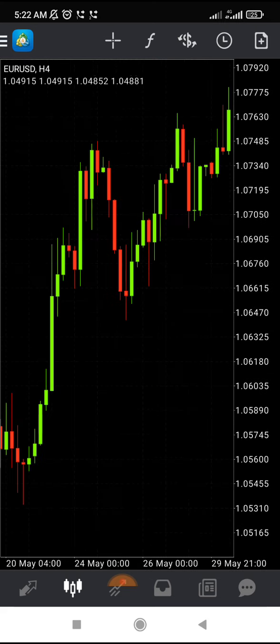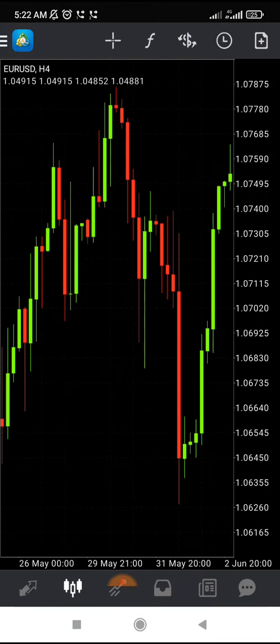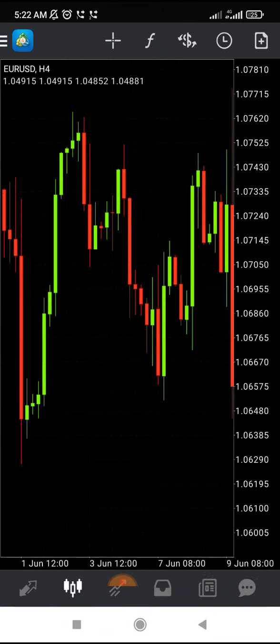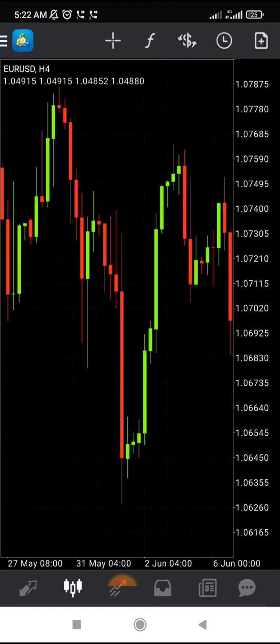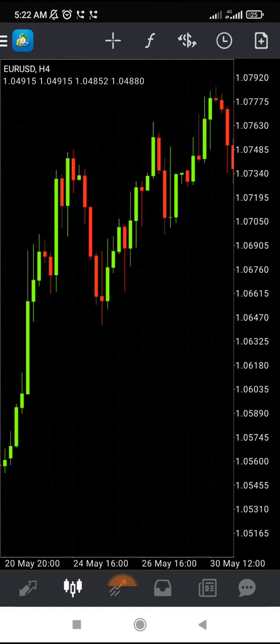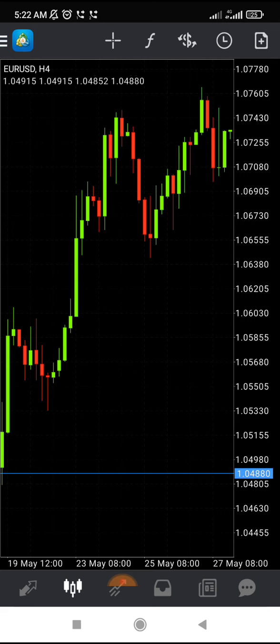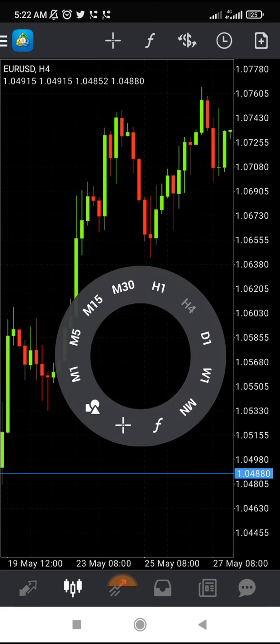Okay, so the strategy works with two things. It works with trend line and M and W pattern. Okay, it works with your trend line and M and W pattern. Okay, what am I trying to say?